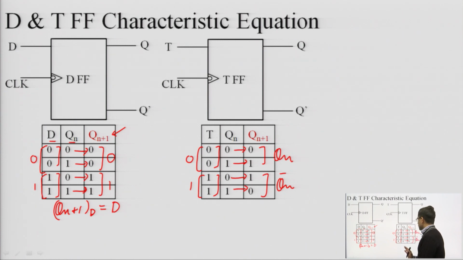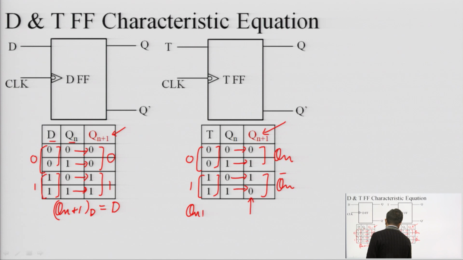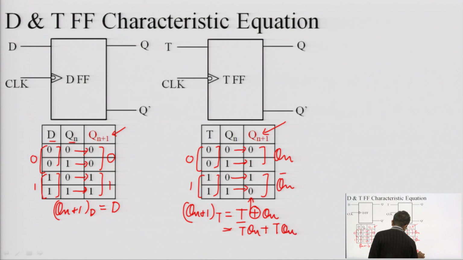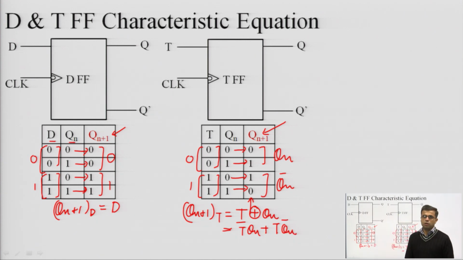So, this is the characteristic table of T flip flop, and from this characteristic table, I can see that Qn plus 1 is dependent on T and Qn in a very obvious expression, which is similar to an XOR gate. This 0 1 1 0 corresponds to an XOR operation. So, I can simply write that Qn plus 1 for a T flip flop will be the XOR of T and Qn, or we can write it in the form of the expression T bar Qn plus T Qn bar. So, this becomes the characteristic equation of T flip flop.